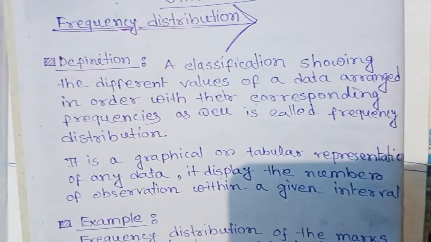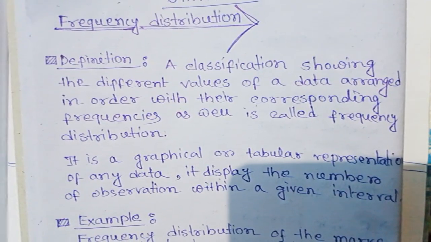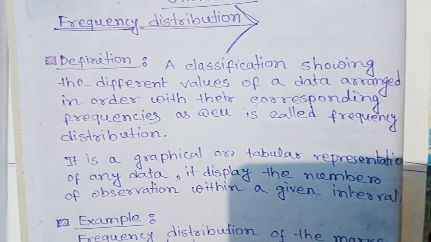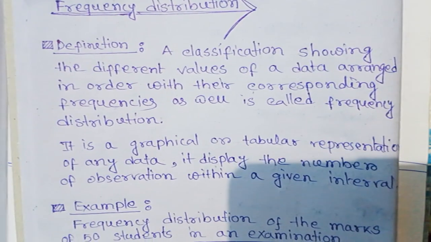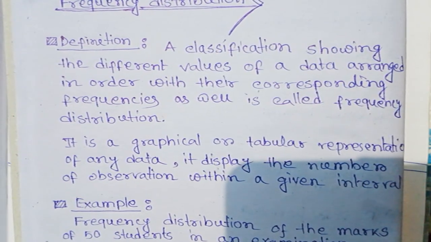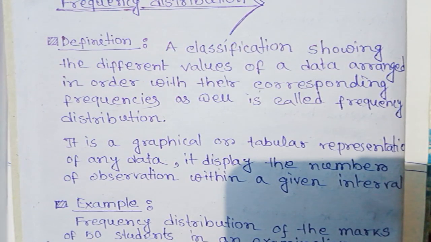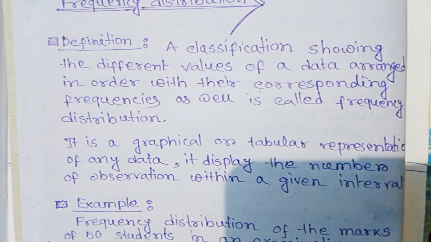First of all, let's have a look at the definition. The classification showing the different values of a data arranged in order with their corresponding frequencies as well is called frequency distribution. Now what does it mean actually? It is denoting that any kind of classification which is showing different values of any data.